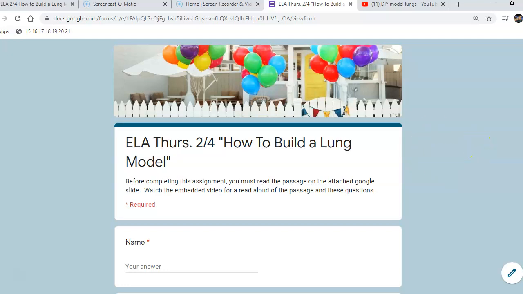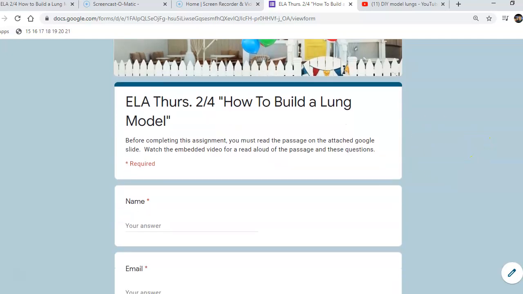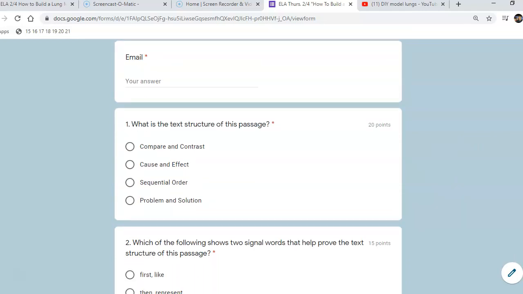All right, so this is the assignment that goes with this. So of course, this is focusing on our ELA standards, our informational text standards to be specific. All right, and this one's coming from standard RI 5.5. What is the text structure of this passage? Well, remember, text structure is how the author puts the text together.